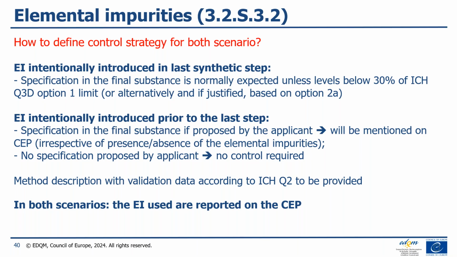Let's now take a look at what happens when there is possible carryover or when there is a need to define a control strategy for an elemental impurity. For elemental impurities intentionally introduced in the last synthetic step, the specification in the final substance is normally expected unless it is demonstrated to be below 30% of the ICH Q3D option 1 limit.